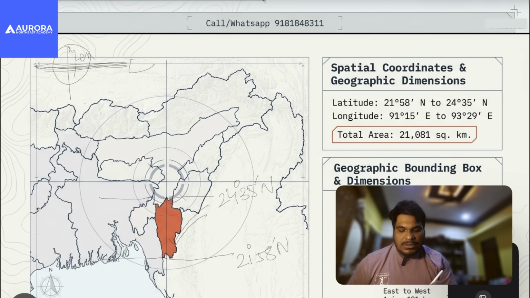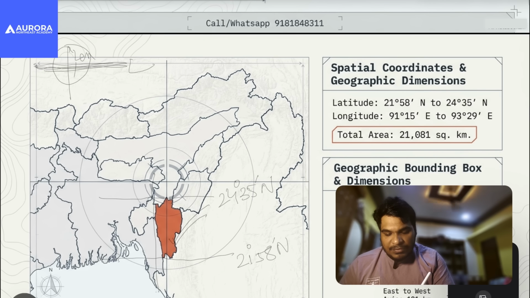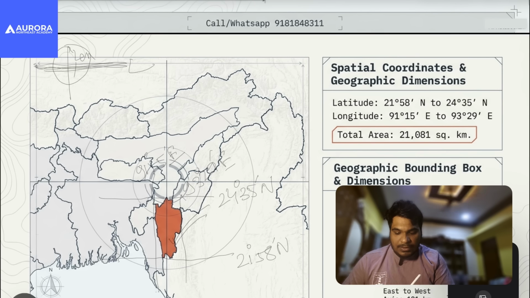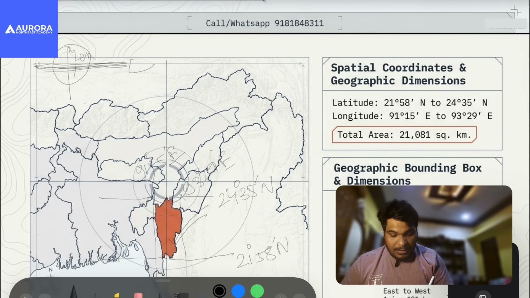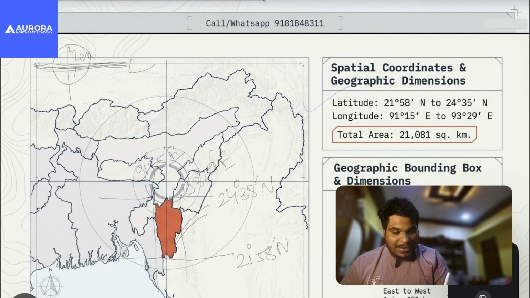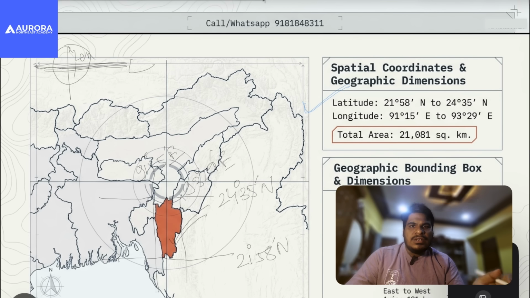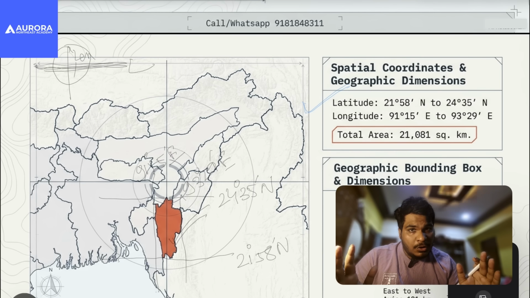Coming to longitude, this will be your longitudinal extent. The longitudinal extent will extend from 91 degree 15 minutes east to 93 degree 29 minutes east. So you can go through this fact. This might be asked in your civil services prelims examination, group A prelims examination. So you have to be thorough with these facts.